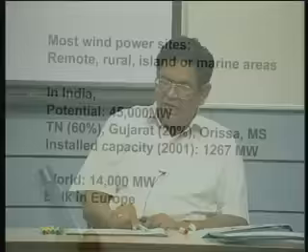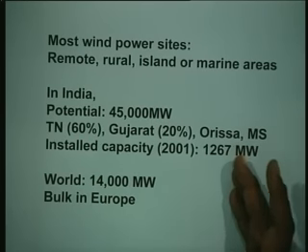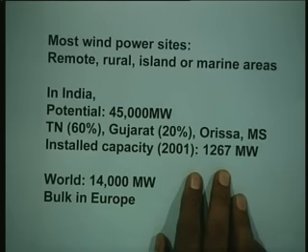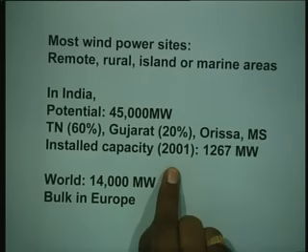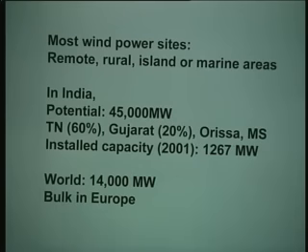Installed capacity: the potential in India is 45,000 megawatt, tremendous potential, if you can exploit it, if you can tap it. How much have we been able to do so far? Just 1267 megawatt as on 2001. Another 100 megawatt in 2 years, that is all. It may be 1367 now in 2003, but I have no authentic data, that is why I am giving you 2001 as given by MNES, Ministry of Non-Conventional Energy Sources, because whenever you quote such data, you should be thorough and it should be correct.